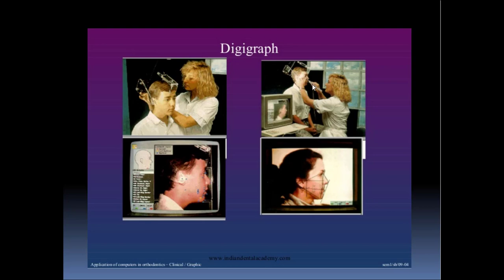After placing all the landmarks, cephalometric tracing is done, that is again without the use of any radiograph. So it's a method of doing cephalometric tracing on the patient's photograph and not on the patient's cephalogram.